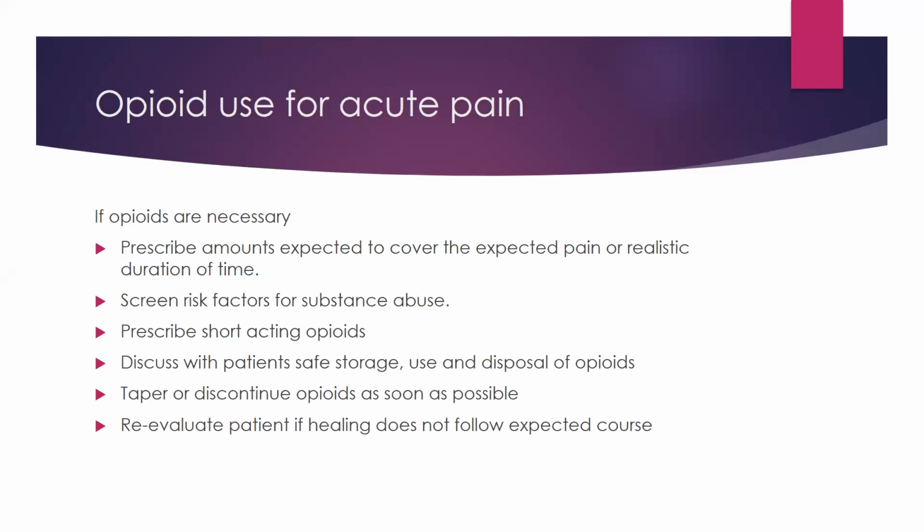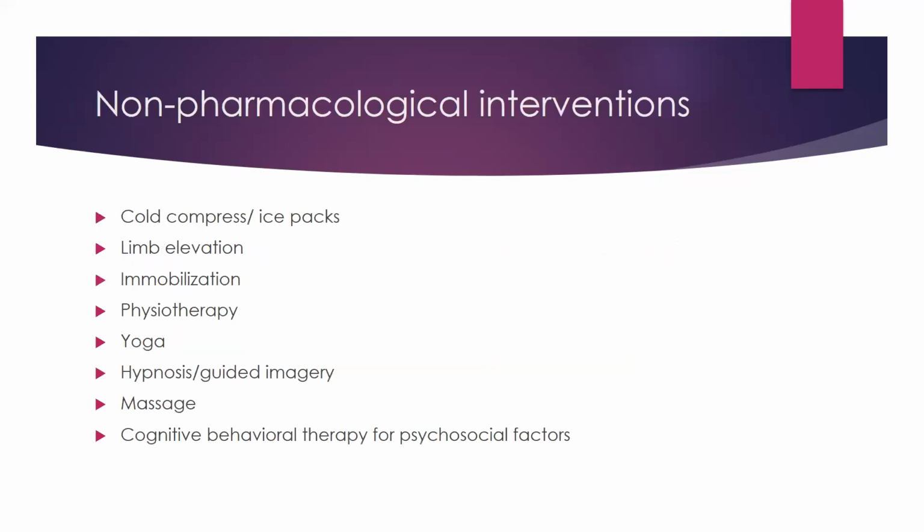Then taper or discontinue the opioids as soon as is possible and reevaluate the patient if healing is not following the expected course. So if a patient is still having persistent pain past the duration that we expect healing to happen, then we should be able to reevaluate and see whether the underlying problem has been sorted out and now whether the patient needs now management for chronic pain.